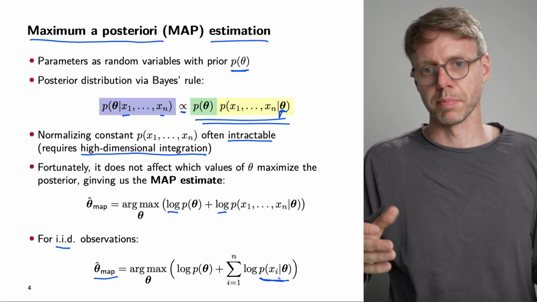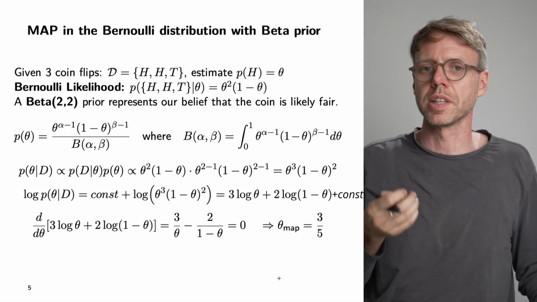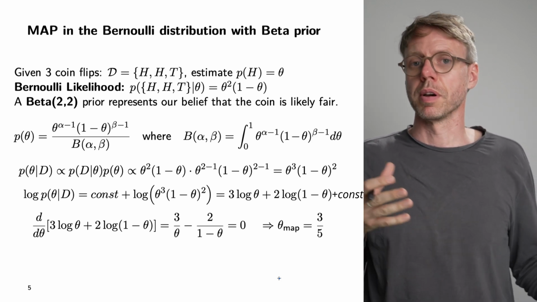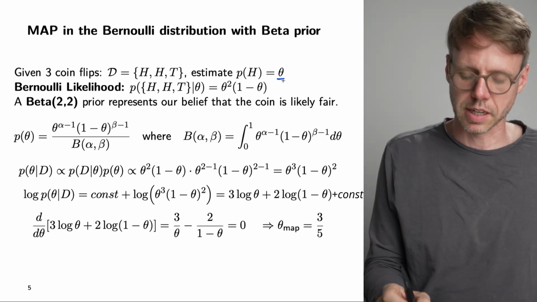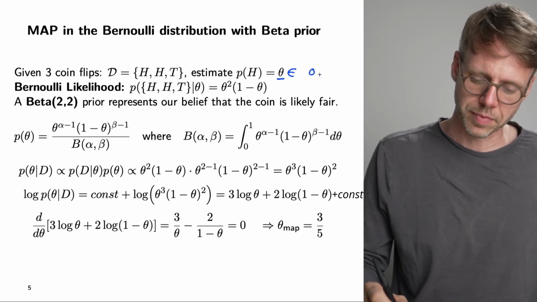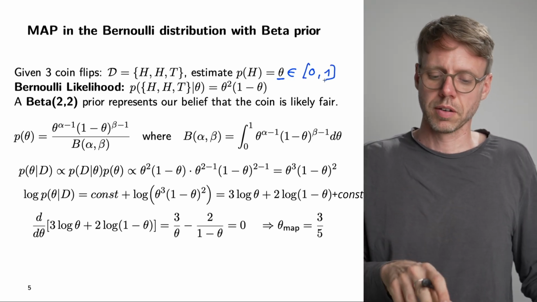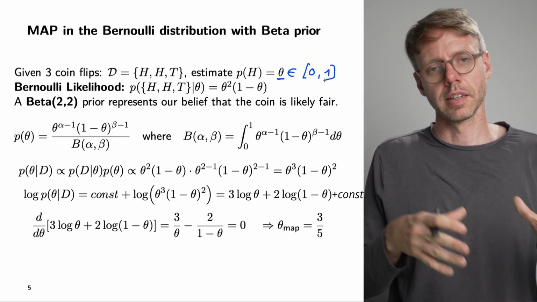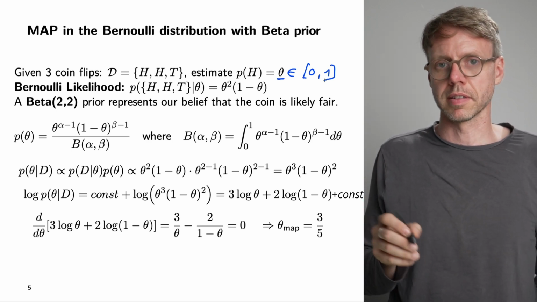Let's look at an example. Say we want to estimate the probability of flipping heads with a coin. Typically this is modeled using a Bernoulli distribution where the probability of heads is just given by some parameter theta that goes from 0 to 1. On a fair coin, theta would be 0.5, where heads is equally likely as tails, where the probability of tails, of course, is 1 minus theta.